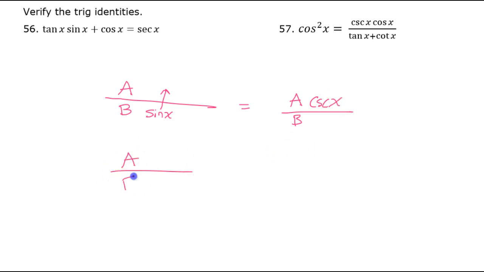Similarly, let's say I had cosine up here in the numerator, and for whatever reason I wanted to bounce it down to the denominator. I can do that as long as I switch it to the reciprocal trig function, which would be secant. So keep that in mind.